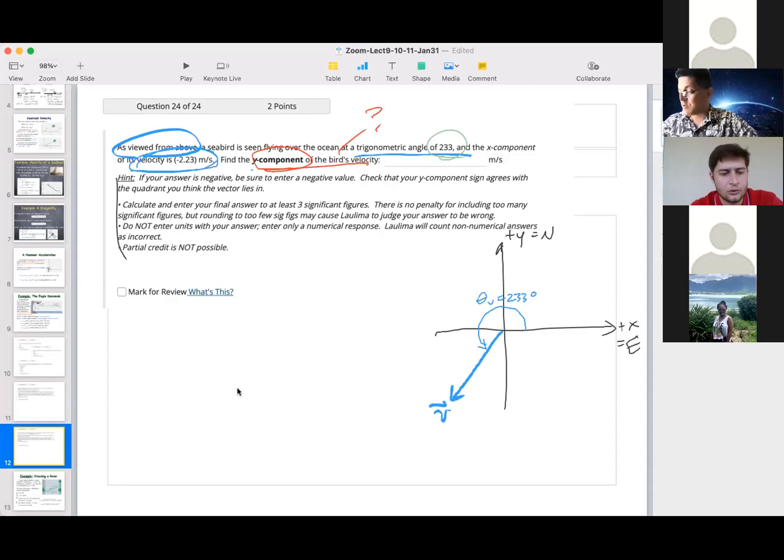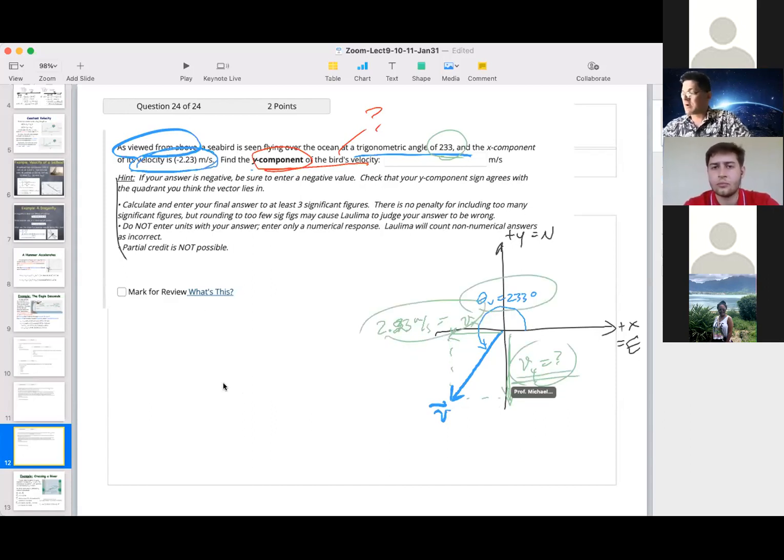All right. Now, we're told that the x component is negative 2.23 meters per second, right? So that means that the x component here, Vx, sorry to write stuff backward like this, is negative 2.23 meters per second. And we're asked, what is the y component? So we have the trig angle and we have the x component, and we're asked to find the y component.